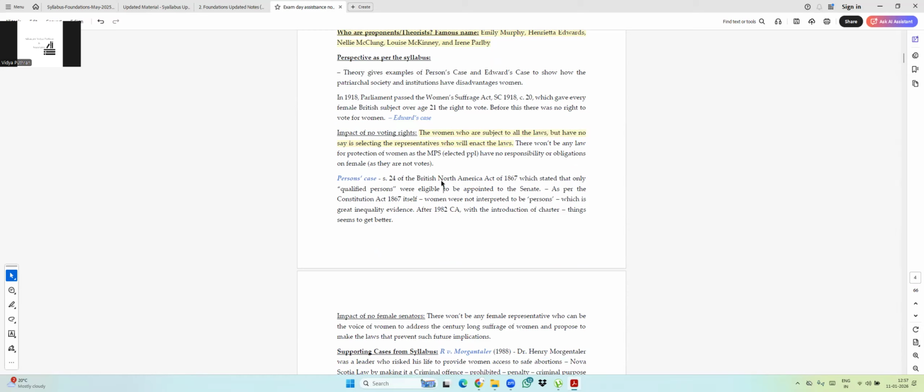This is the aggrieved part, right? So what was the problem with it? We are subject to the laws. We are supposed to follow the laws that those representatives are making, but we don't have any say in who is being elected. And there won't be any law for the protection of women. The MPs, the elected people, have no responsibility or obligations toward females because they are not the voters.